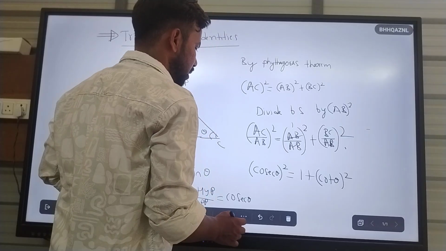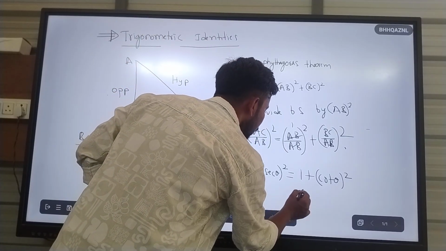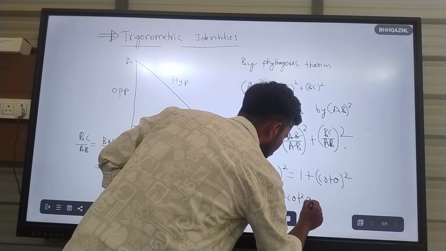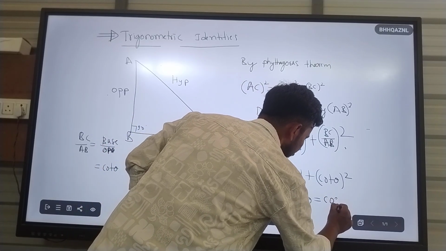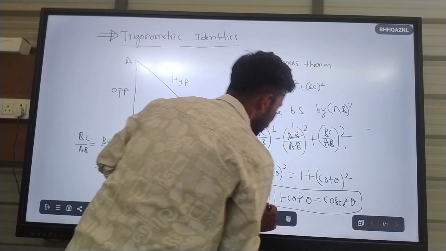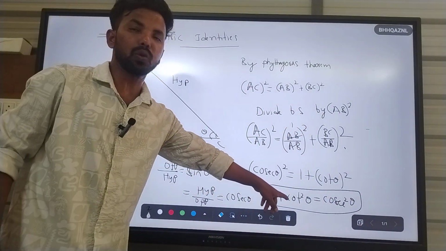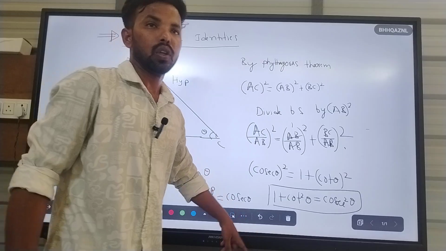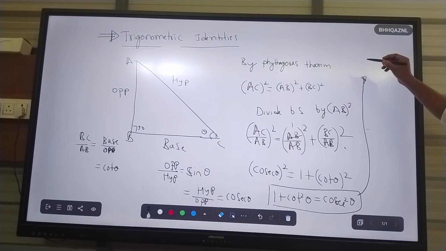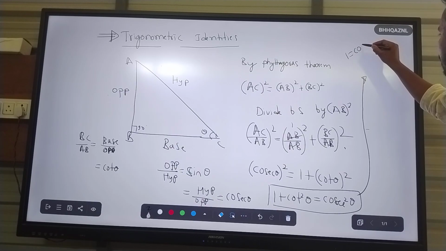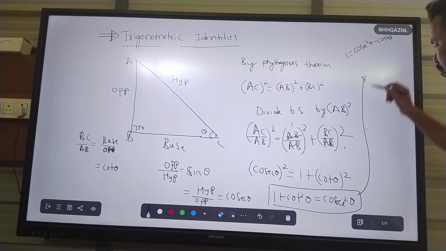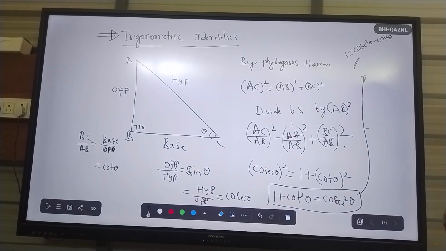So one more formula. What is the one more formula? 1 plus cot square theta is equal to cosecant square theta. So 1 is equal to cosecant square theta minus cot square theta. This one also is correct.